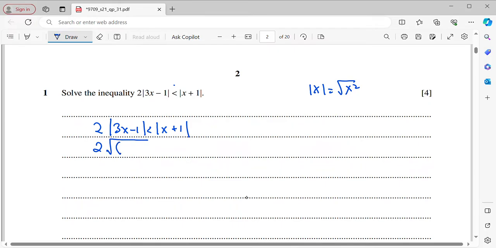So the modulus of 3x minus 1 will be the square root of 3x minus 1 squared. And the same goes for the modulus of x plus 1. So you will be getting these two square roots. Now, to eliminate the square roots from both sides, we need to square both sides.